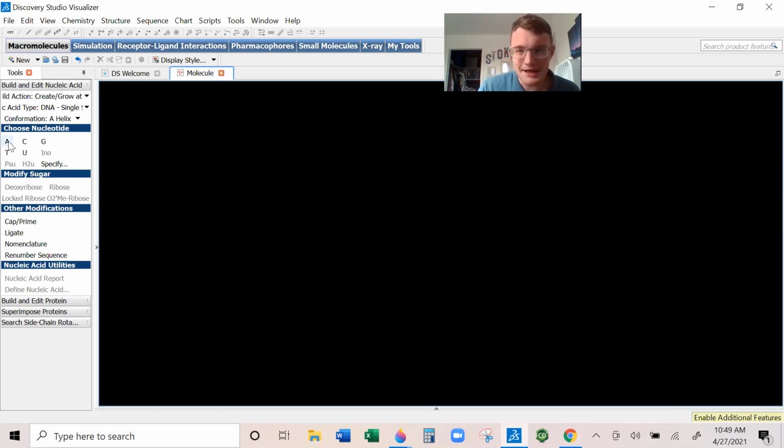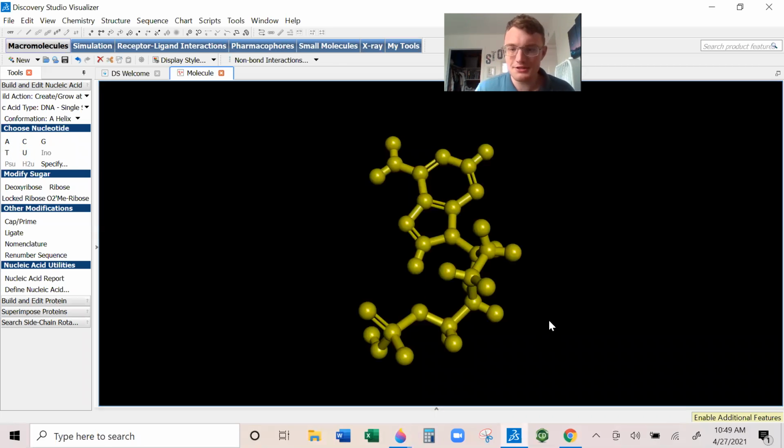So let me pull up an adenine right here. So here's a nitrogenous base. And again, this looks really scary. Orientation here, the spheres are atoms. The sticks between them are covalent bonds, okay? The different colored spheres represent different types of atoms, and you don't need to know what those are here.